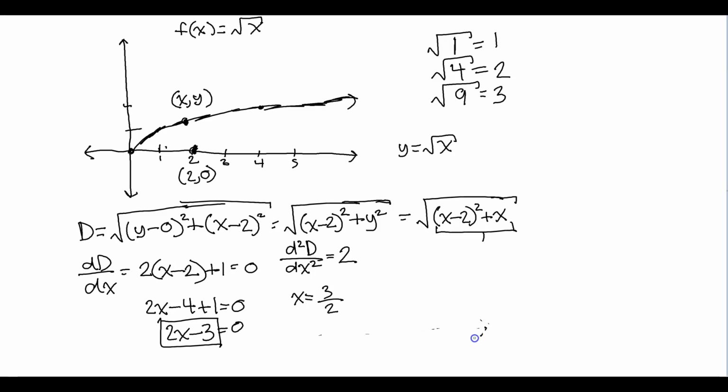Now, let's find our y coordinate, okay? So y, or f of 3 over 2, is square root of 3 over square root of 2, which is equal to the square root of 6 over 2. So the point on the graph closest to the point (2, 0) is (3 over 2, root 6 over 2).